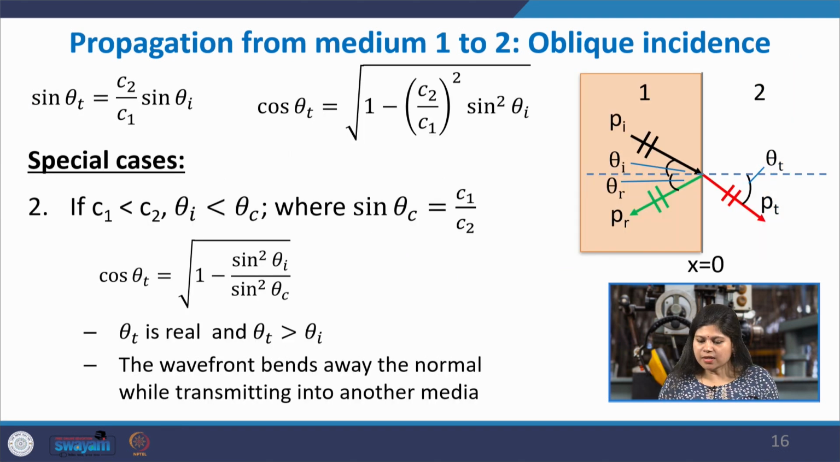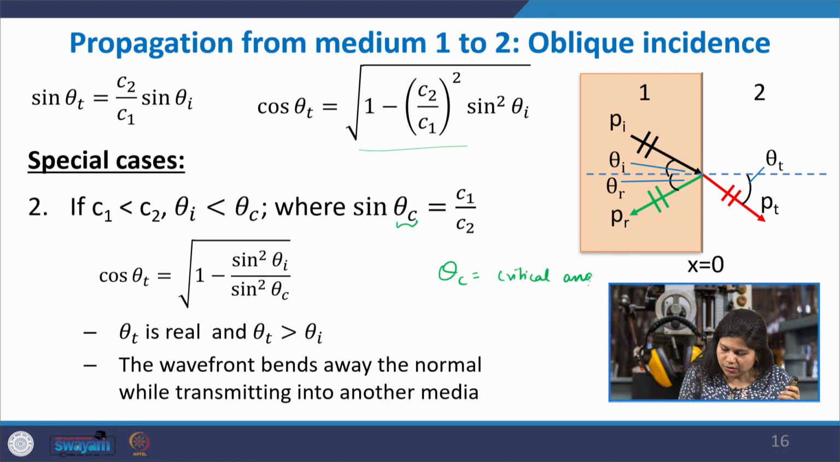Now, let us see the second case, which is slightly more peculiar. Here C1 is smaller than C2, and this is our expression. Let us say we have a critical angle. Theta c is the critical angle in our situation, and this is defined as sin theta c is equal to C1 by C2. If you replace this in terms of the critical angle, cos theta t is equal to the square root of 1 minus sin square theta I divided by sin square theta c.